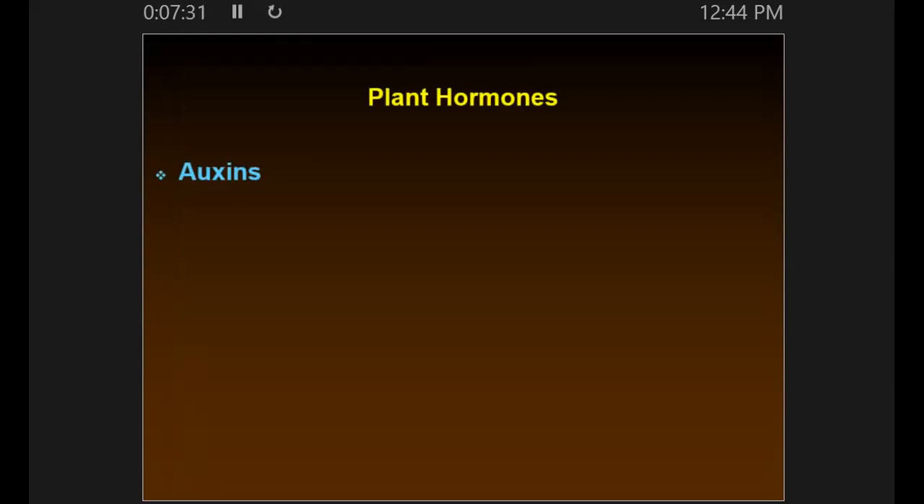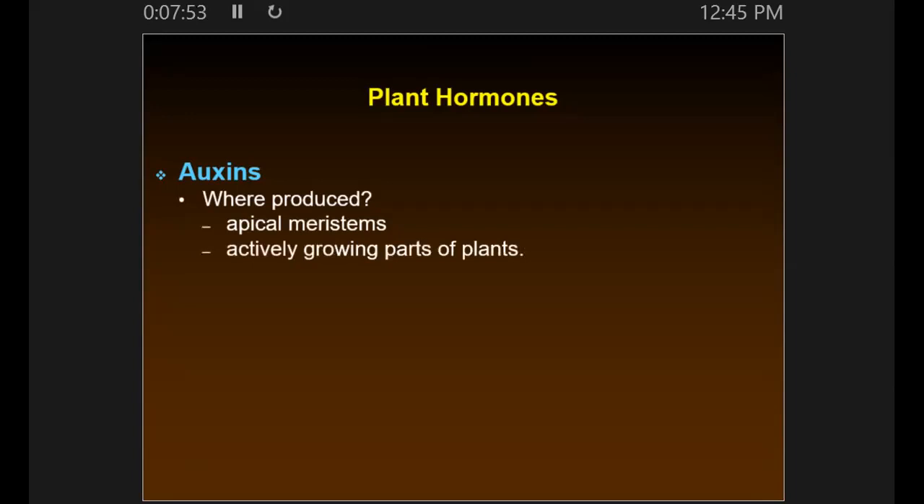Now, Charles and his son Francis did not name that hormone. They're not credited with that. But what they found is that auxins are produced in good amount in the apical meristem tissue of stem in particular. What we see here is that the auxin hormone really stimulates cell growth. All right.